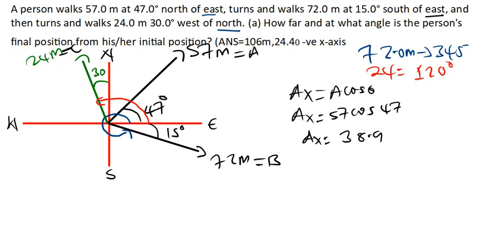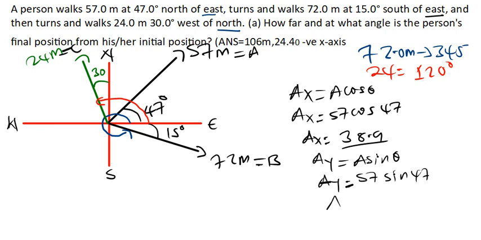Okay, now let's resolve this in y. It's going to be A sin theta. A is 57, so Ay will be equal to 57 sin 47, which is 41.687, the same as 41.7. I'm done with A. I can go now to B.